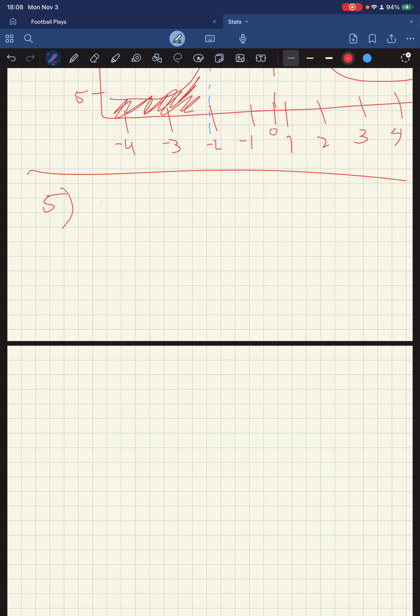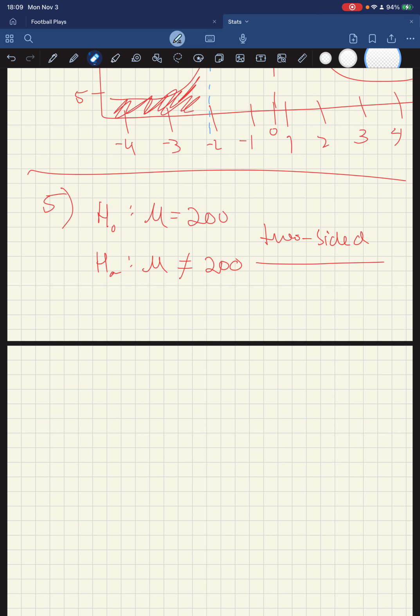Okay, those are our two hypotheses. And because we're finding equal or not equal, it would be two-sided. Part 2.